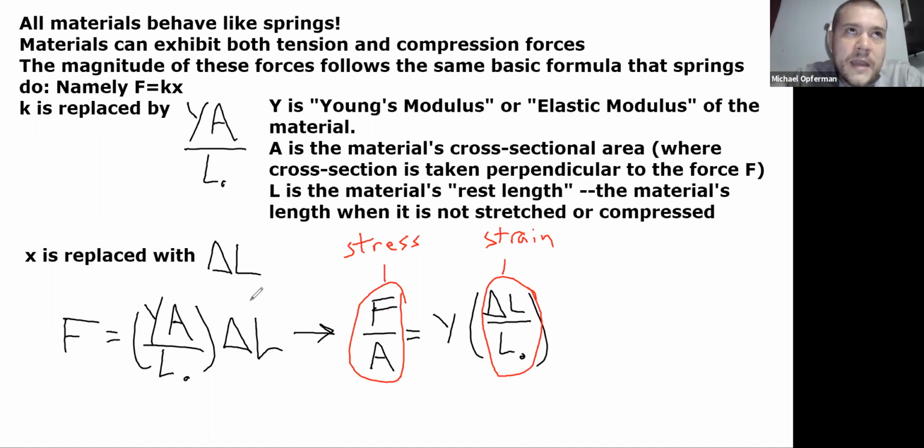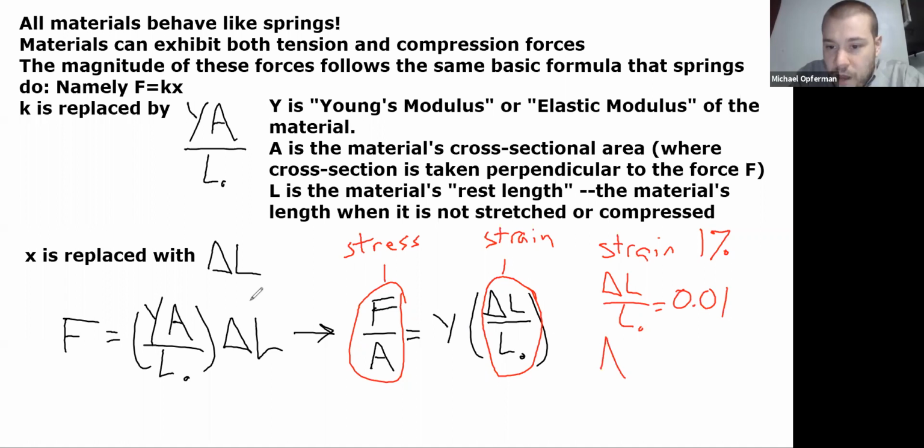So what you might see in practice is somebody might say that the strain is 1% on the material. A 1% strain would mean delta L over L0 is 0.01. So in other words, the change in length is 1% of the rest length. That's what that statement would be telling you. I just wanted to mention that because sometimes you'll see it presented that way in problems. You'll see the strain quoted in percentages. So just know that that percentage is delta L divided by L0.